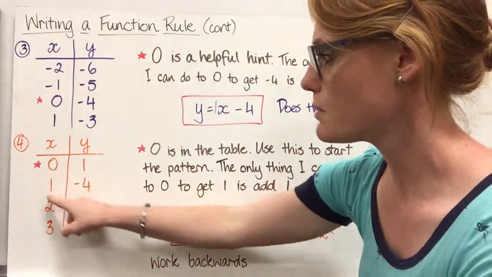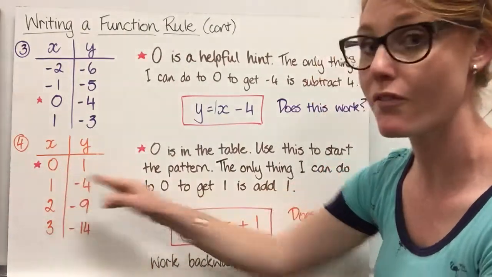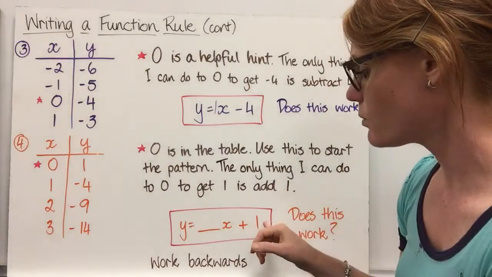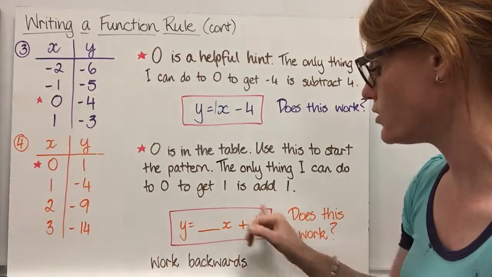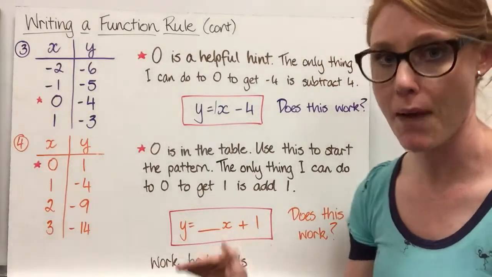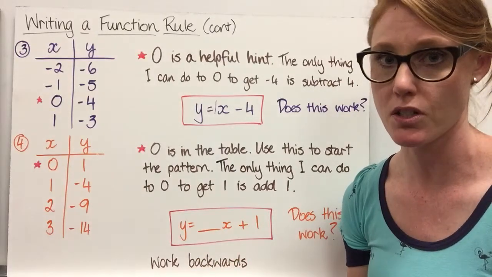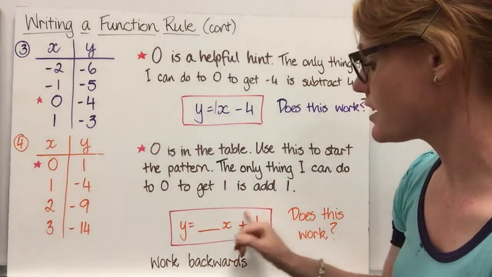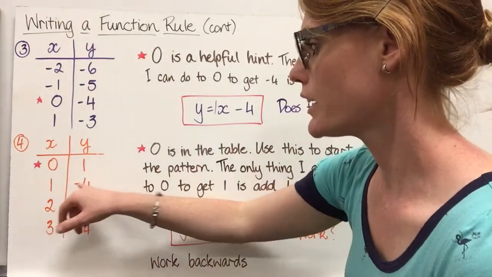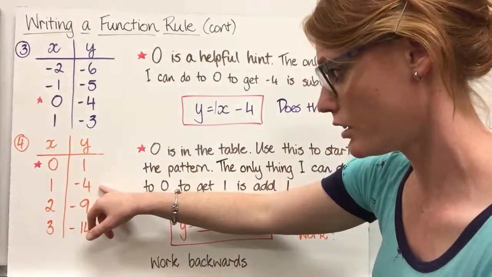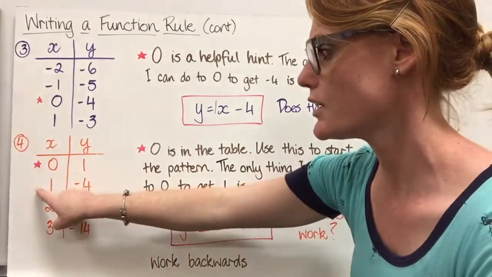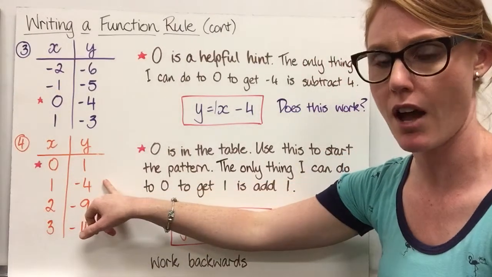So something is being done to these x values before I'm adding this 1. So let's have a think. When we're trying to come up with our function rule, we can use this constant, this plus 1, to work backwards to help us find our function rule. So if we're working backwards, instead of adding 1, we're going to subtract 1. So -4 subtract 1 is -5. Well, what can I do to 1 to get -5?